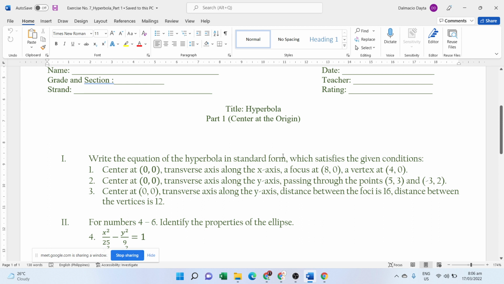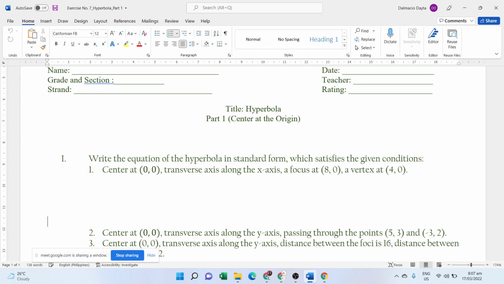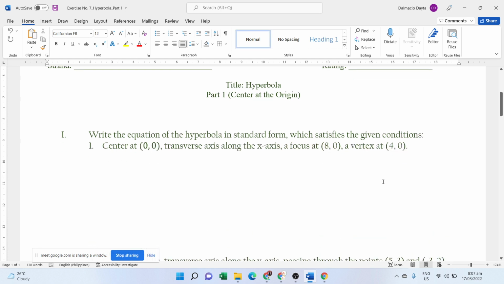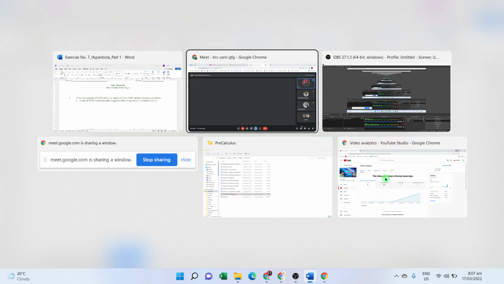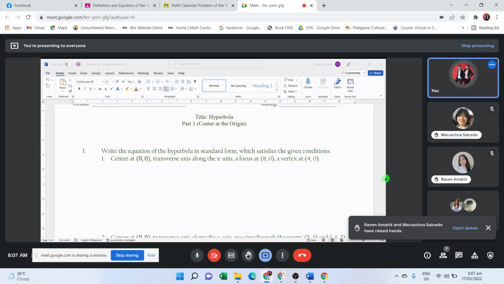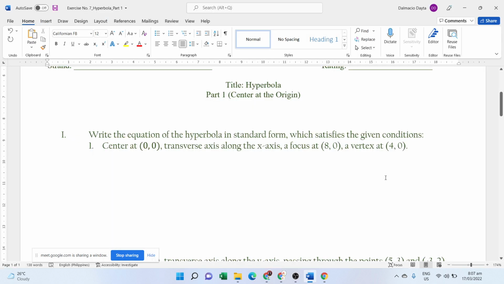Write the equation of the hyperbola in standard form which satisfies the given condition. Among those of you who came in, does anyone have an answer to number 1? Yes, can you dictate to me, Raven, your answer?